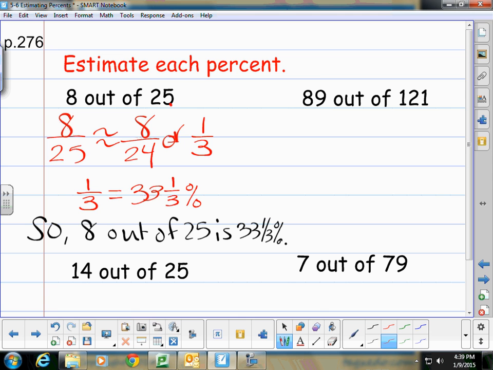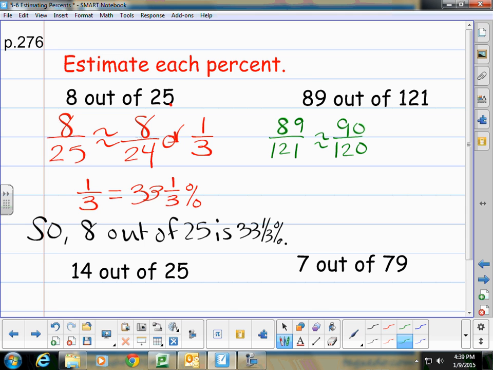Okay? So over here, we have 89 out of 121. 89 is going to round. We'll write that out first. 89 out of 121 is approximately the same as, let's round up to 90, and let's round down to 120. I know that 12 and 9 are numbers that are compatible and that can be divisible.